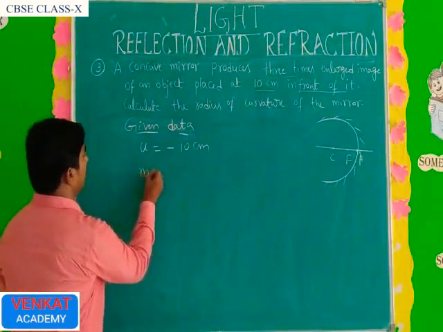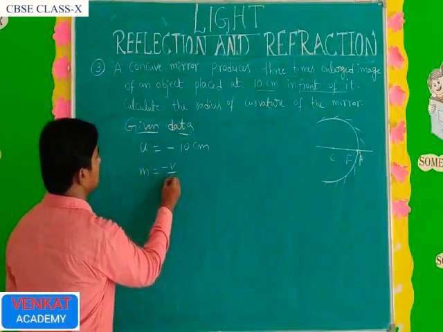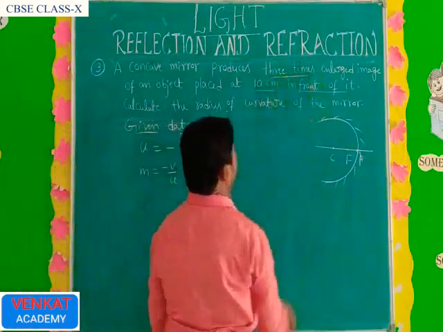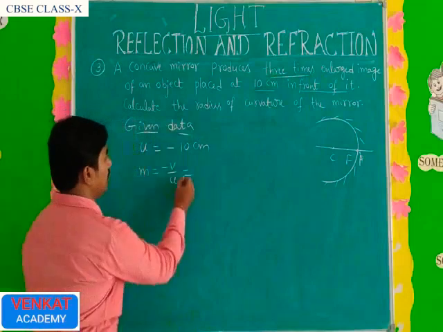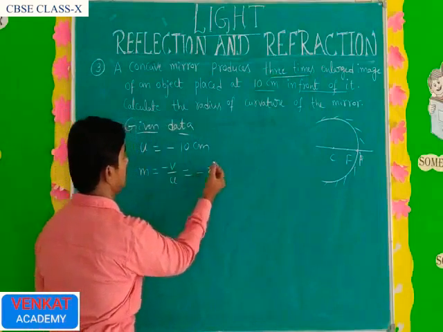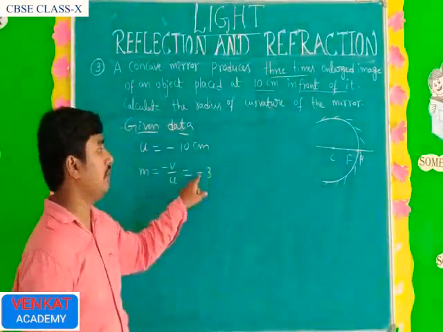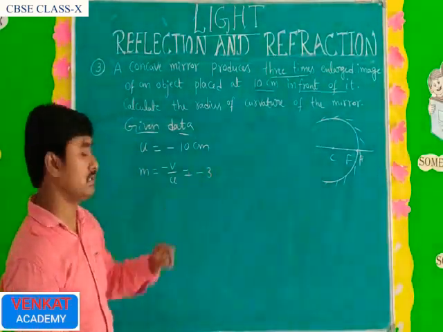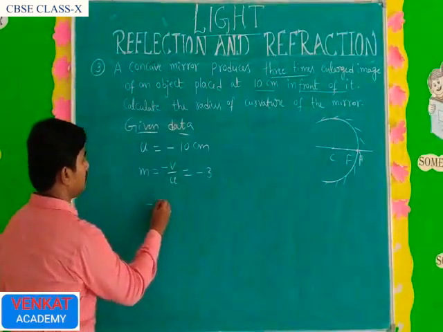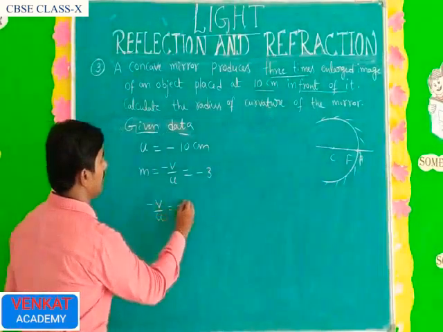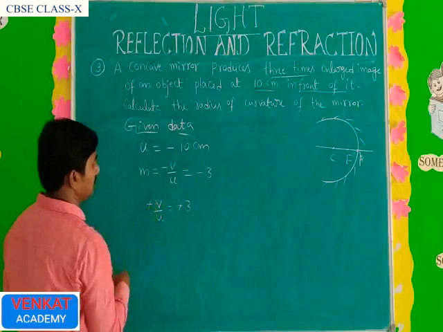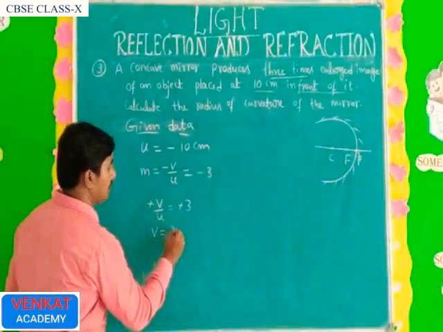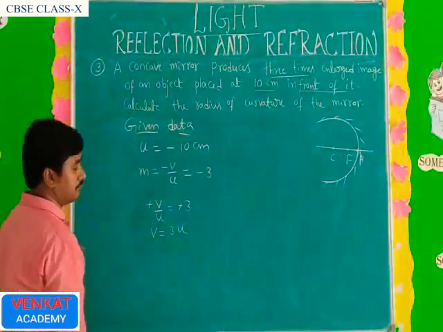So what is the magnification formula? m is equal to minus v by u, which is 3 times here. That's why I write minus 3. Why minus 3? Because the image is real, so the magnification is negative. So minus v by u is equal to minus 3. The minus signs cancel, and since u is in the denominator, it multiplies across. So v is equal to 3u.